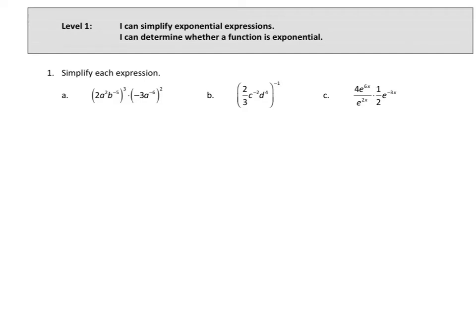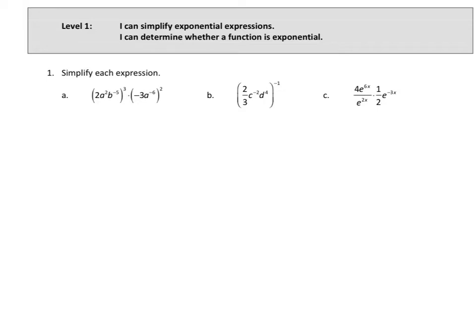In level 1, we will be simplifying exponential expressions and determining whether a function is an exponential function. So simplifying exponential expressions is review. Here's a couple examples. You're welcome to try these on your own and then just check and see if you got them right. But I will also go through how to do them.